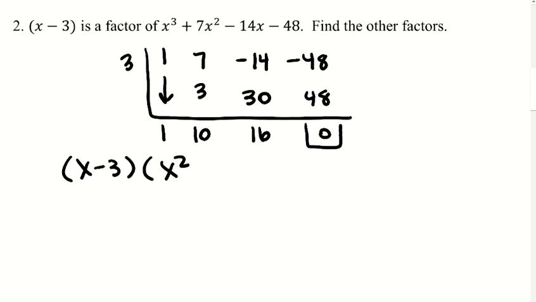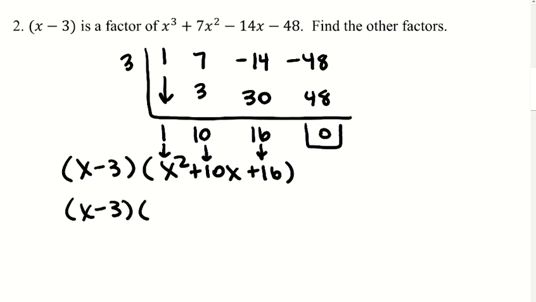That means that this polynomial is x minus 3 times x squared plus 10x plus 16. And then you look at x squared plus 10x plus 16, and you can see that this is factorable. So I can say this is x minus 3 times x plus 8 and x plus 2. So x plus 8 and x plus 2 are the other factors. In a multiple choice setting, it might just say x minus 3 is a factor of this thing, factor the polynomial completely. Something like that.